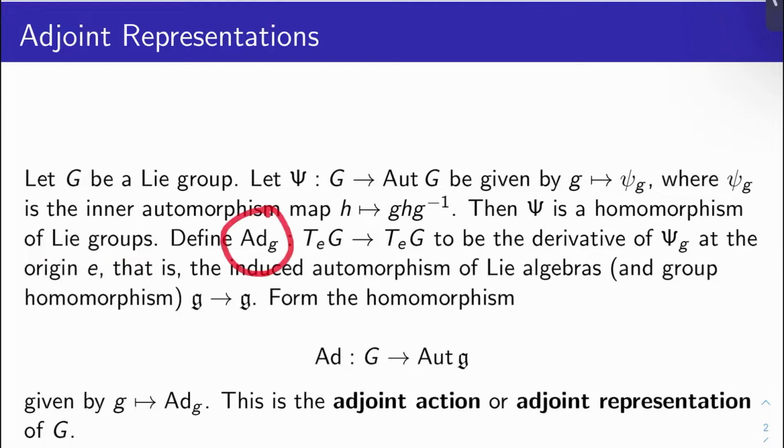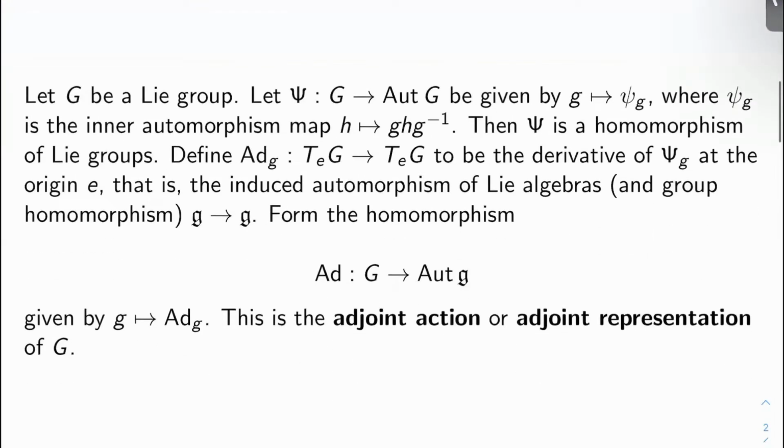We'll define Ad sub G from the tangent space at the origin of G to the tangent space at the origin of G to be the derivative of big Psi sub G at the origin e. In other words, it's just the induced automorphism of Lie algebras, and it's a group homomorphism from frak g to frak g, where frak g is the Lie algebra of big G. So remember, if you think of your Lie group as this kind of manifold here, and you think of e as the origin here, the Lie algebra is like the tangent space to G at e. Okay, so there's always this derivative map every time you have a homomorphism of Lie groups like this.